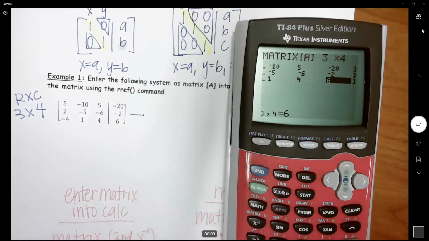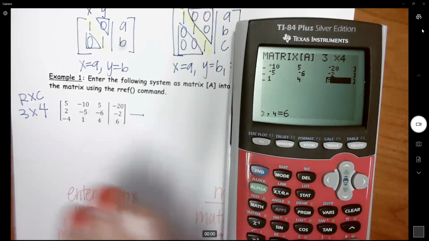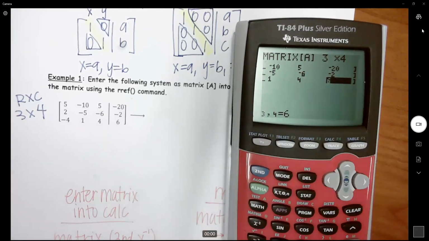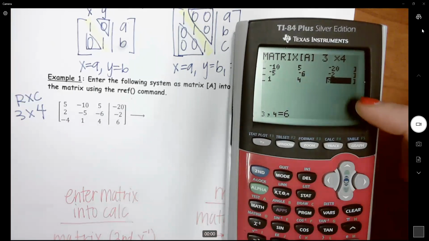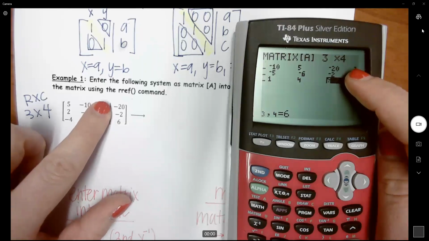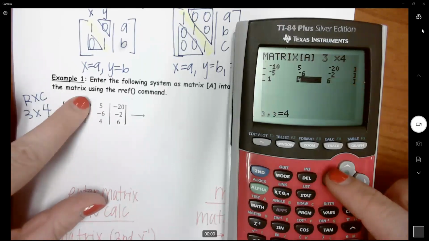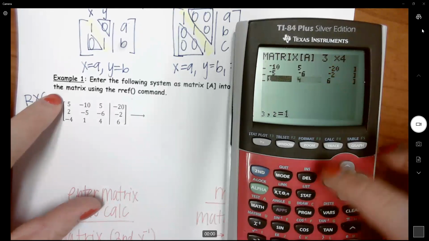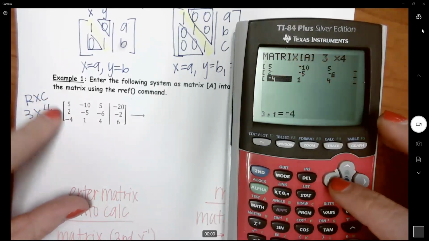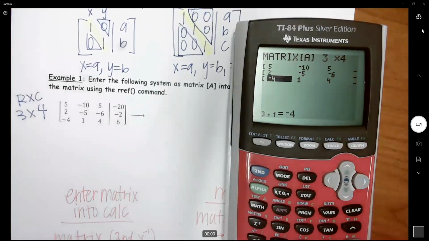Before you get out of this, check to make sure you entered this in right, because if you don't enter this matrix in right, it doesn't matter what you do from here, it's solving a different problem. So just quickly before you get out of it, check it. I've got -20, -2, 6. I've got -5, -6, 4. I've got -10, -5, 1. And 5, 2, -4. So I know I'm good.